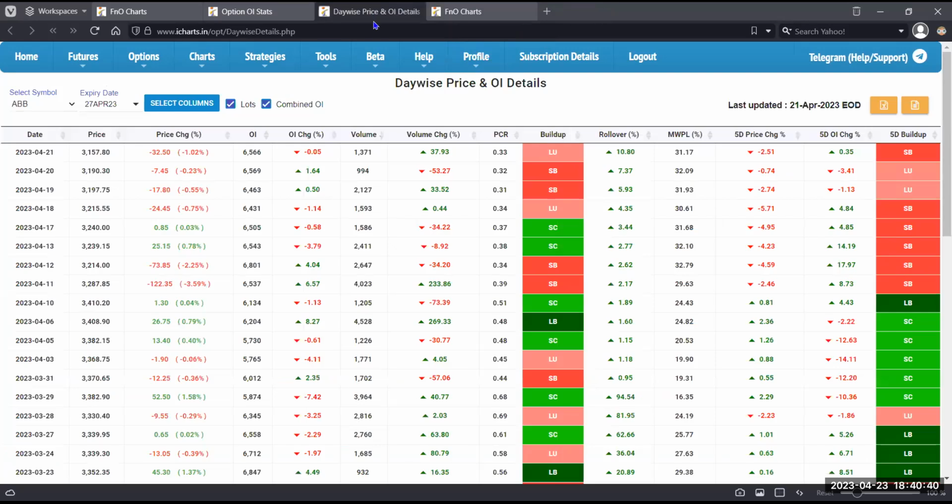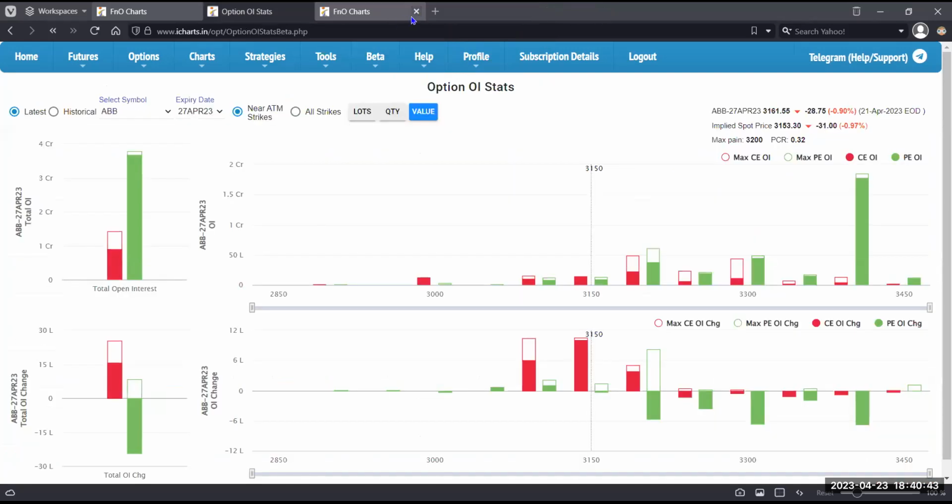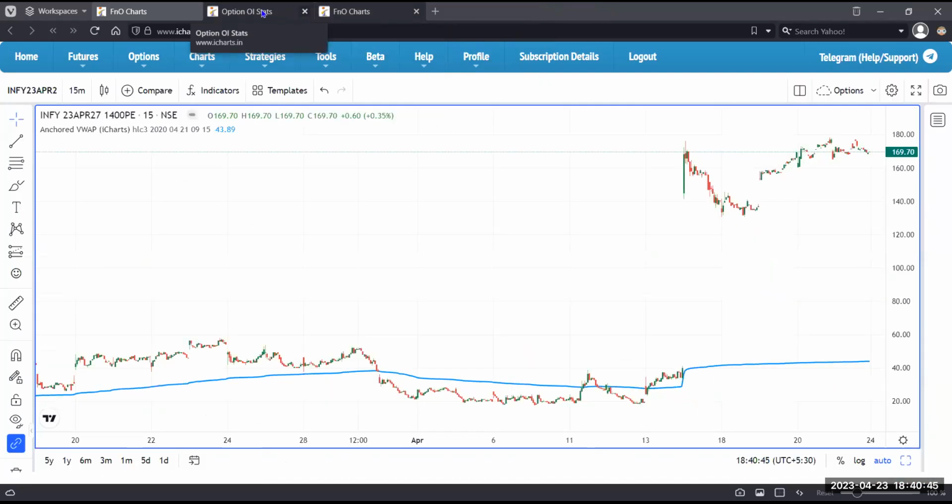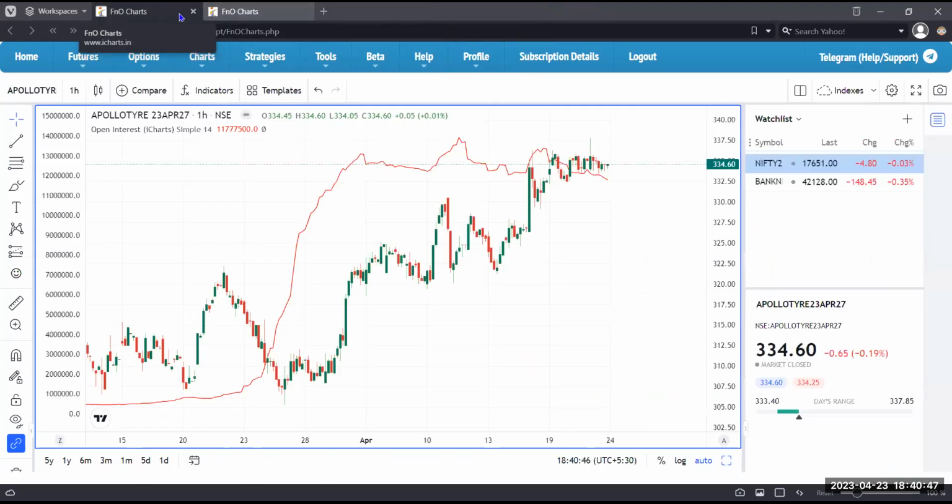Fine. Okay. So anything about positional? Any other thing?